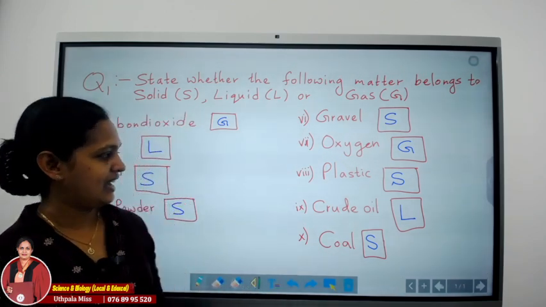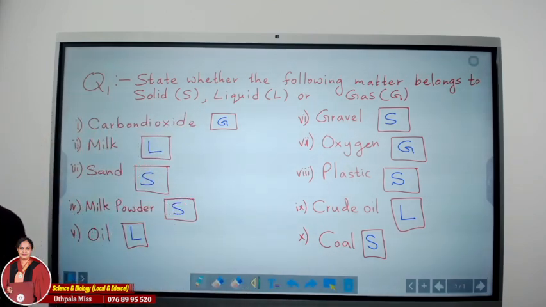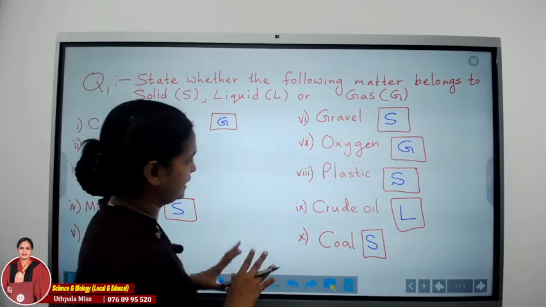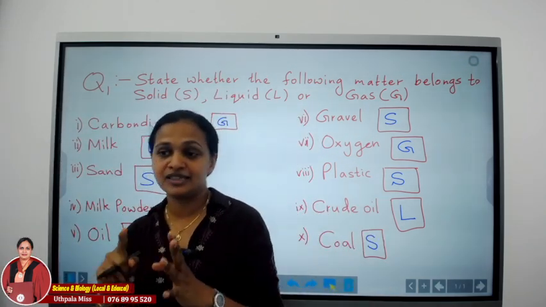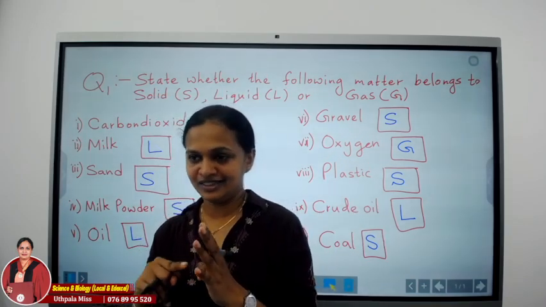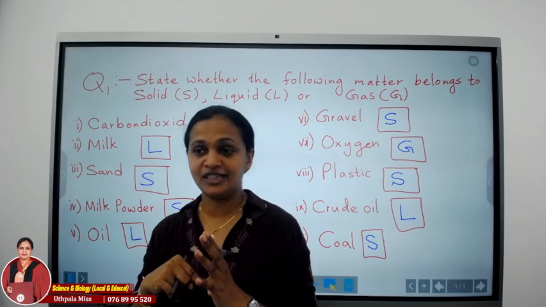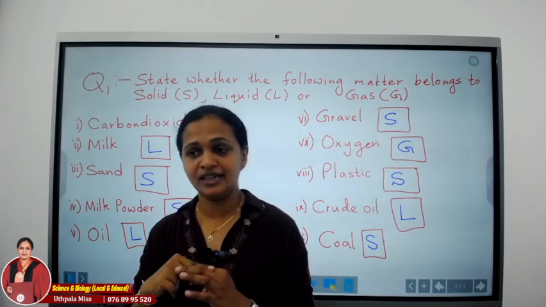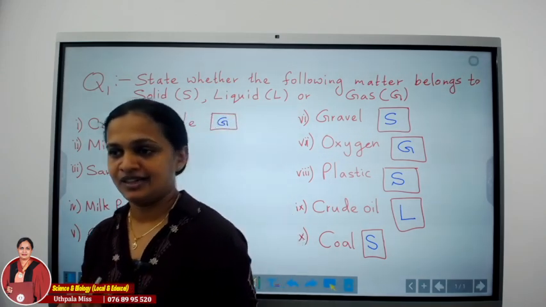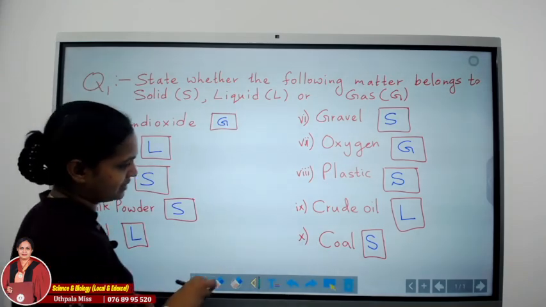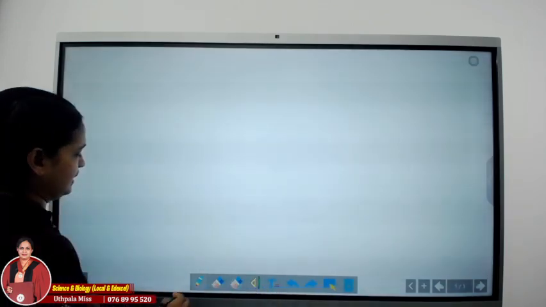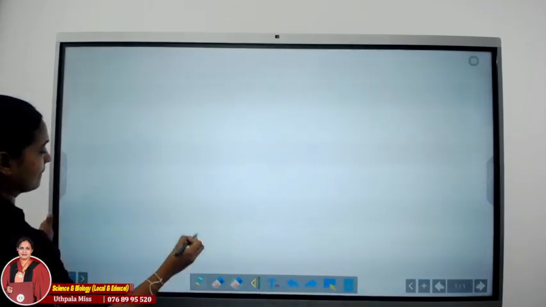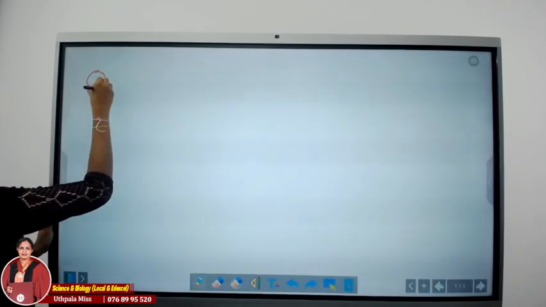Hari, did you get all 10 correct? Yes, teacher. Then we will differentiate the three states of matter, considering whether they have a definite volume and a definite shape, right? You have to complete this table, think a bit and just complete.